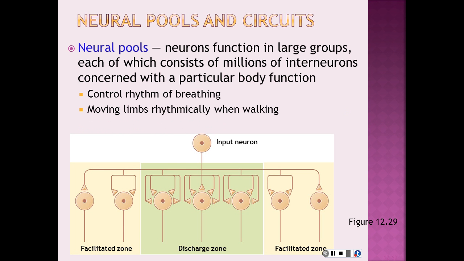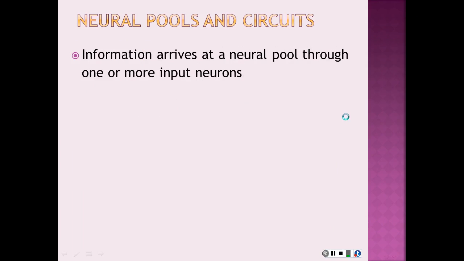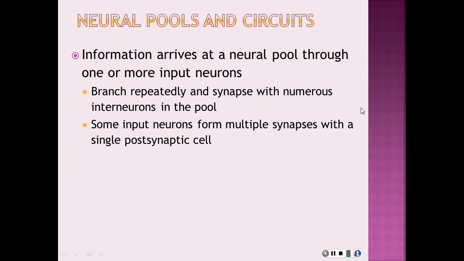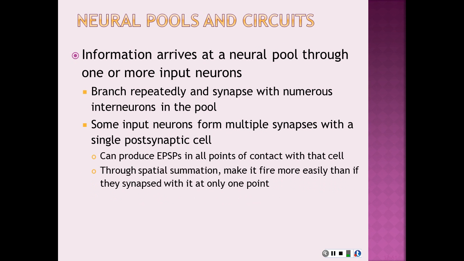Here they're going to control the rhythm of breathing, moving limbs rhythmically when walking. The information arrives at a neural pool through one or more input neurons. Now within the discharge zone of an input neuron, that neuron can make the postsynaptic cells fire. In a broader facilitated zone, the neuron's synapses with still other neurons in the pool can stimulate them only with the assistance of other input neurons.